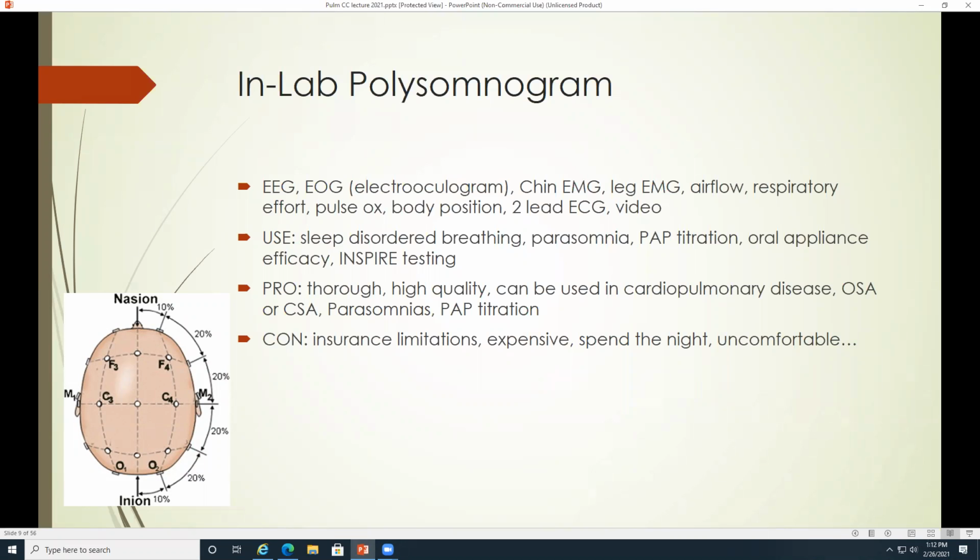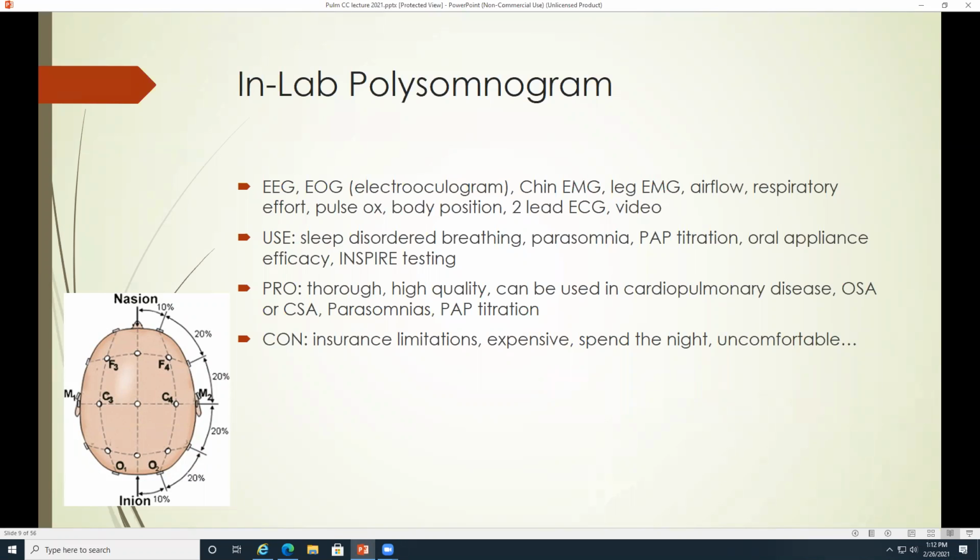Then if they're using a CPAP titration, the actual PAP device can measure the airflow the patient is generating. There's respiratory effort belts. Usually 2 are used, 1 for the chest and 1 for the abdomen. A pulse ox, body position, and then there's a 2-lead ECG, and then there will be video monitoring for the patient as well.